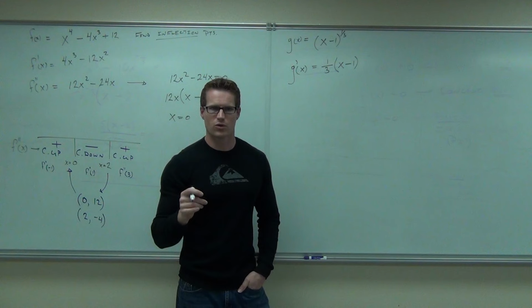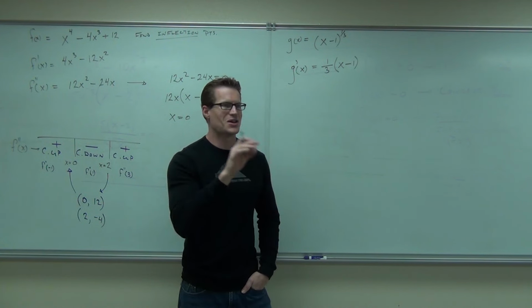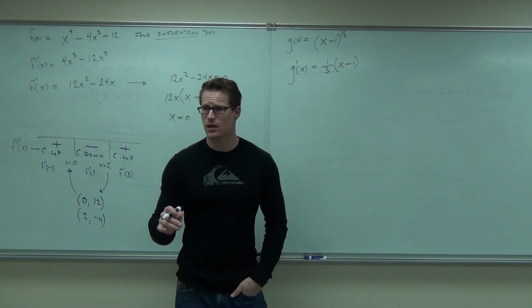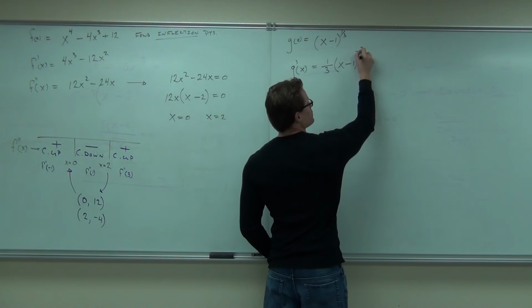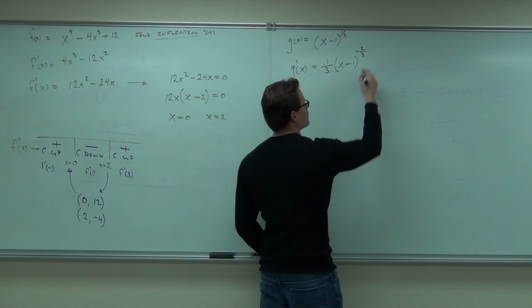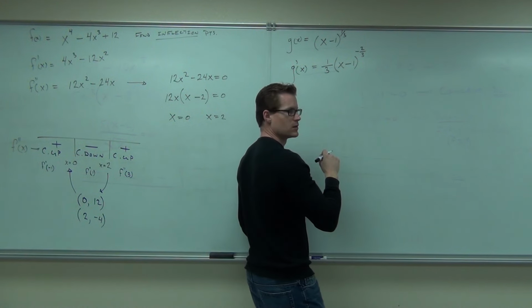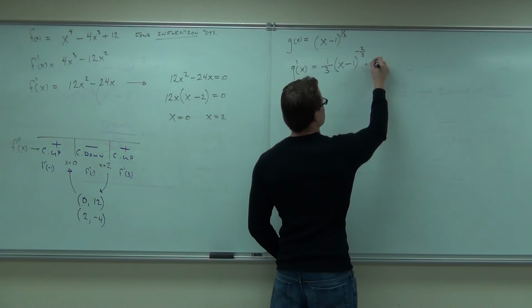Some people have notes on your homework. You're doing the 1/3, but then you ignore the power. That's kind of a big deal, right? So make it a big deal for you. So negative 2/3, good. And then that's it. Now you look at the d/dx on the inside.